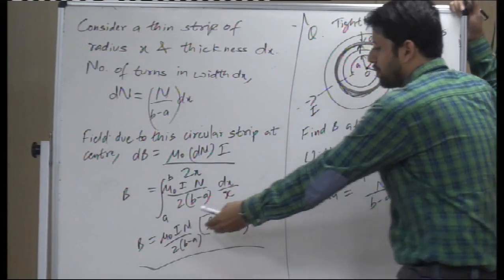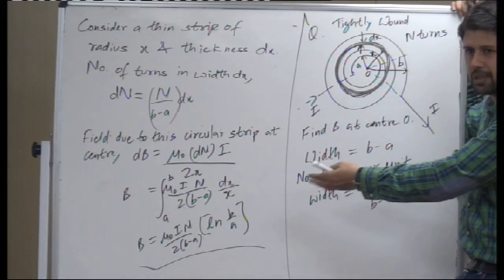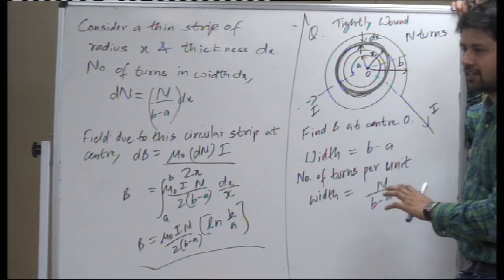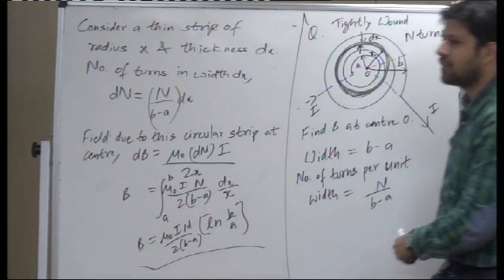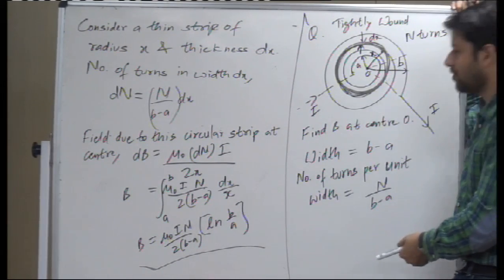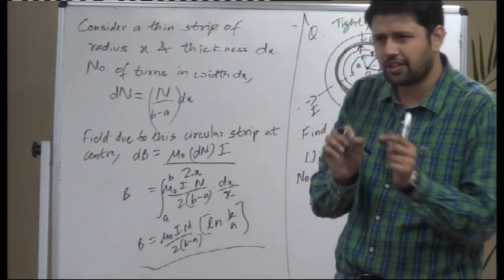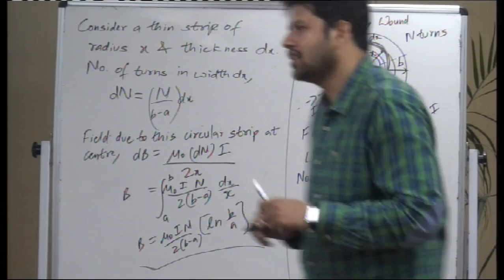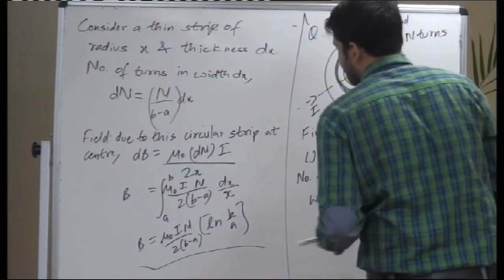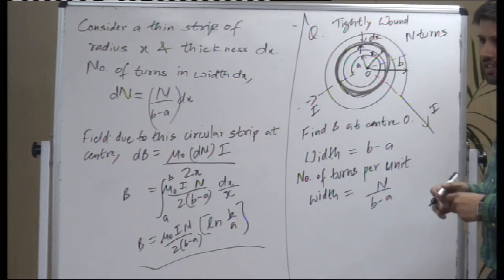Mu naught I upon 2b minus a, b minus a, ln b by a. Then in some option the 2 was missing, in some the 4 was there, in some instead of b minus a, a minus b was there. So very tiny differences. Only when you know the correct expression would you be able to solve this. It is actual JE.